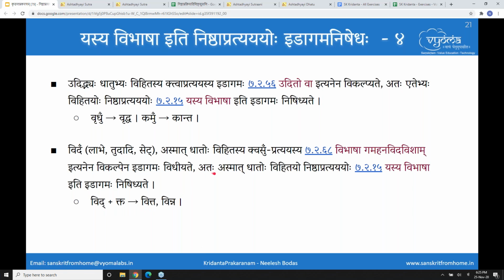So eventually for all of them it is blocked. Gama will become gata, visha will become vishta, hana will become hata, and vida will become vitta or vinna. But for the remaining three, they are anit dhatus, so it's already blocked. Yasya vibhasha is doing a work on top of it.